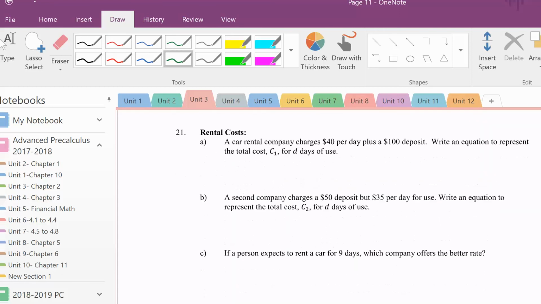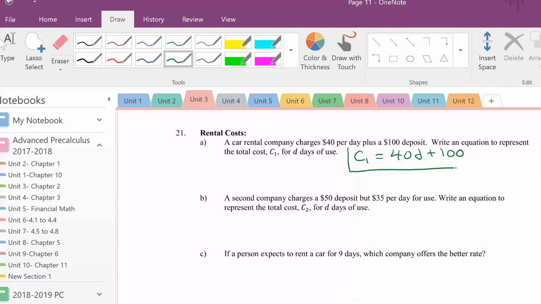All right, so now some word problems. A car rental company charges $40 per day plus $100 deposit. Write an equation representing the total cost, C1, for D days in use. So the cost is equal to $40 per day, so 40D, but plus the $100 deposit. So that's your equation.